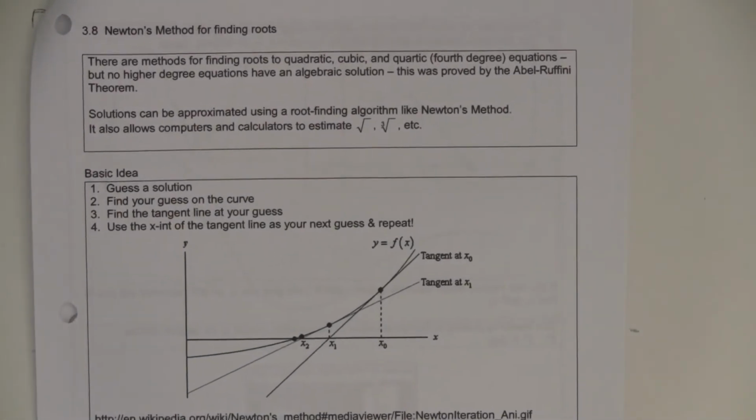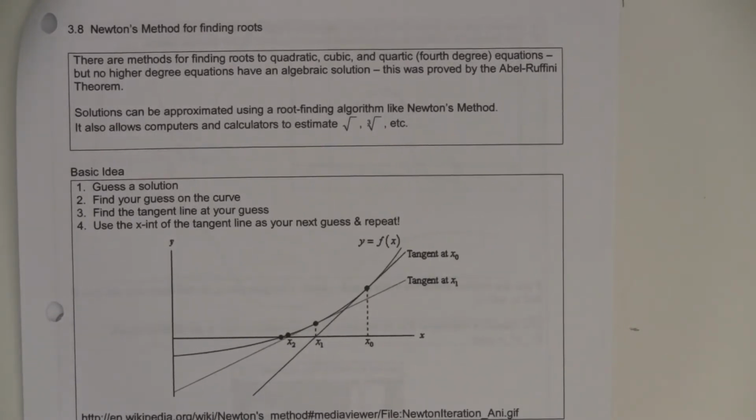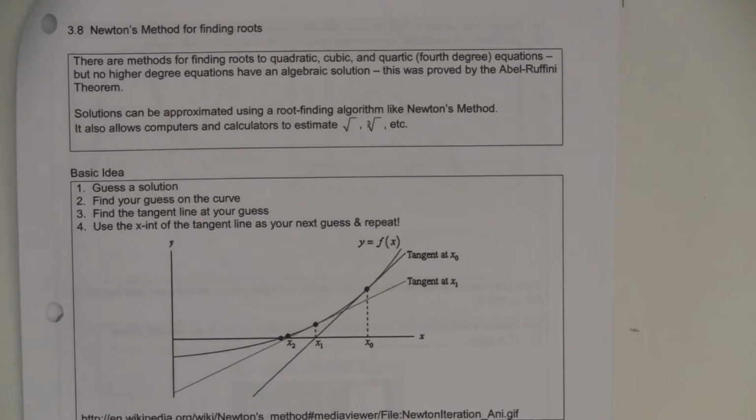Everyone, I'm going to talk to you about 3.8, which is Newton's method for finding roots. We have methods: if something's quadratic, we could use the quadratic formula to find the roots. If it's cubic, there's a formula that will work for some polynomials to find the roots. It's kind of a difficult formula, but it's possible.